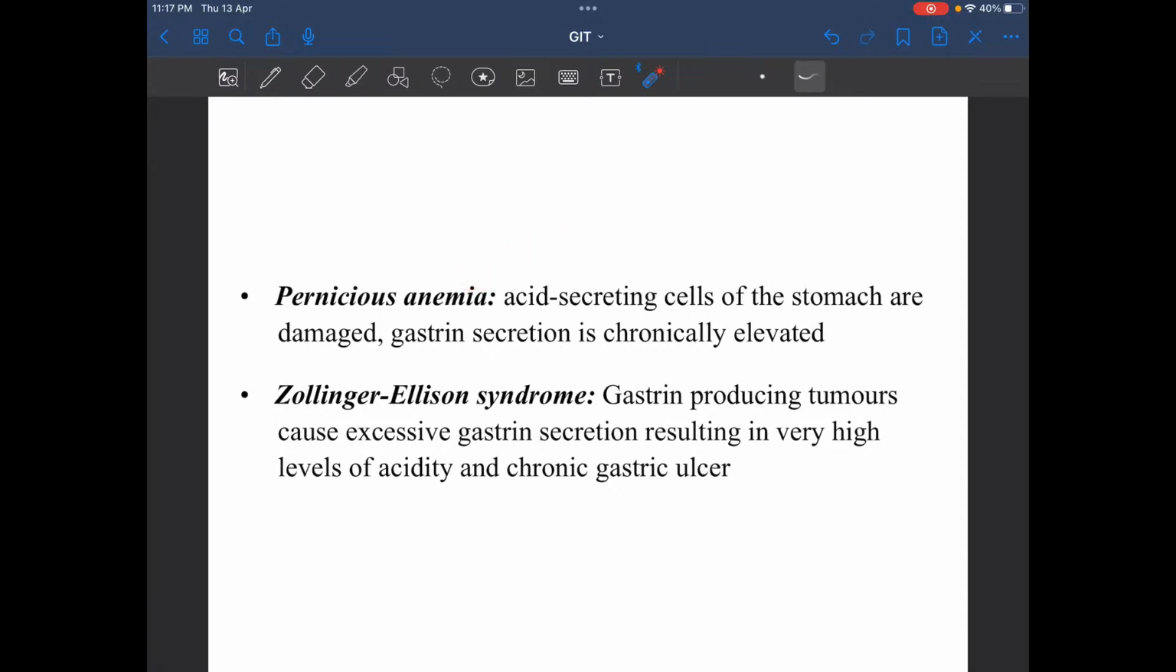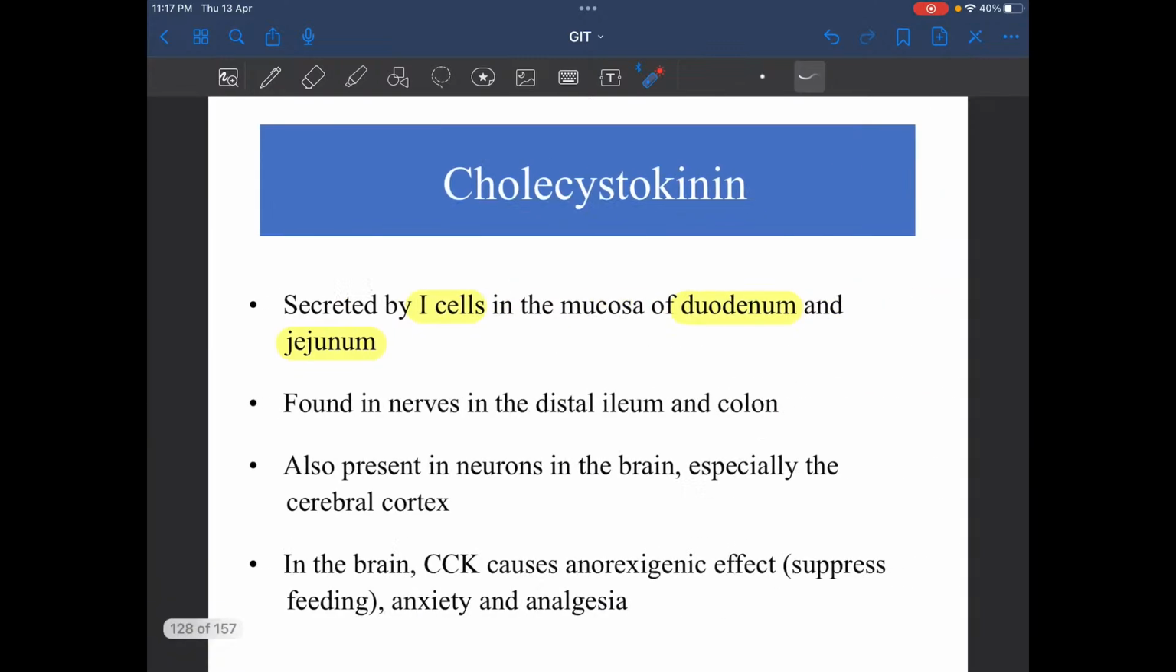And what is the Zollinger-Ellison syndrome? We know gastrin producing tumors, because gastrin has a trophic effect, and obviously it's going to have increase in gastric secretion as well. Okay, so because of this you're going to have multiple ulcers being formed at the duodenum. That is your Zollinger-Ellison syndrome.